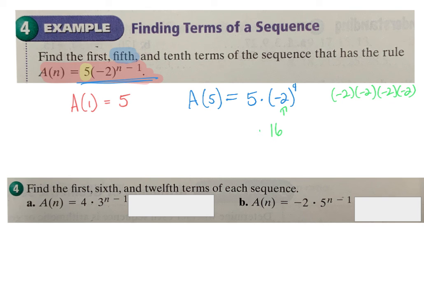16, right? 16 times 5, all right? So then my fifth term here should be 80. That would be my fifth term. It also wants me to find my 10th term.